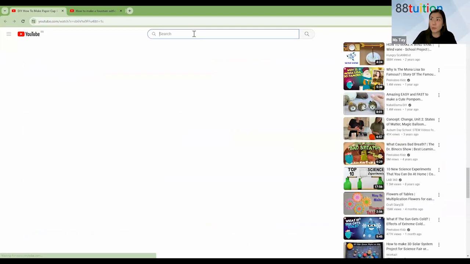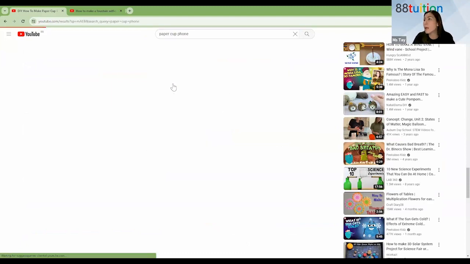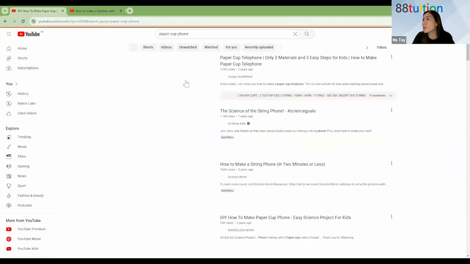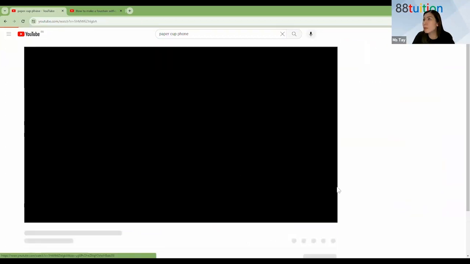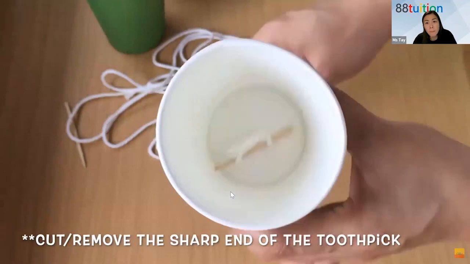So I Googled this paper cup phone. You can do the same thing. Okay, so there are other steps here. So this person, if you take a look, answer one question. Okay, so the other side is the same thing, same method.